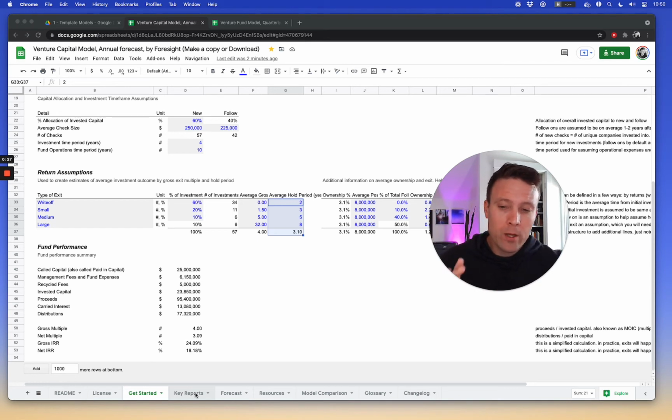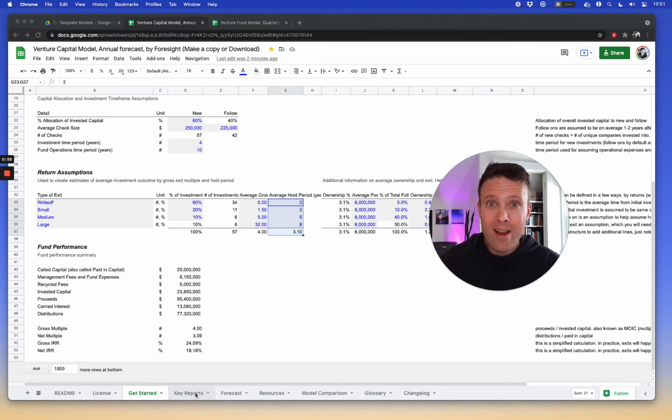So gross multiple is very simple. Gross multiple is really the performance of your investments: proceeds divided by investments. Net multiple is going to reflect the performance of the fund, so distributions to the LPs, net of any fees, carried interest, those sorts of things, divided by paid-in capital, which means inclusive of investments plus fees as well. So net is usually going to be less than gross. People have benchmarks for what they're looking for in terms of gross and net.